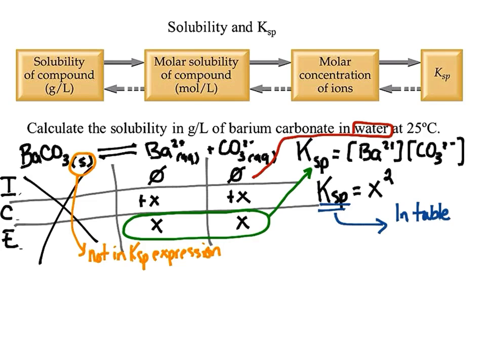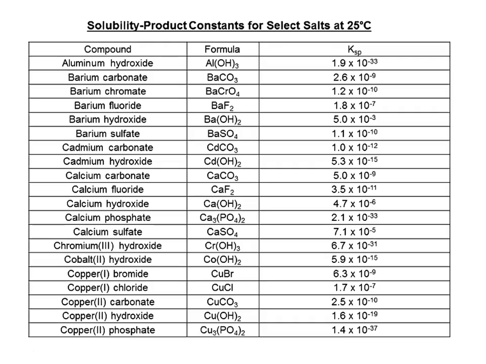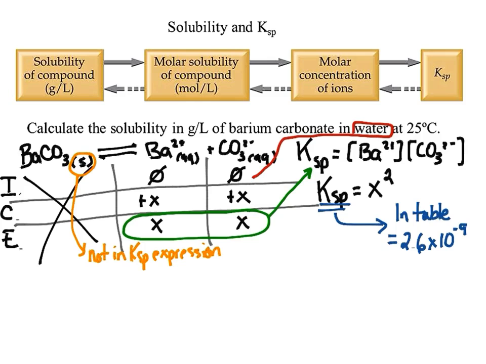You can look up Ksp on the table. We're going to look up barium carbonate, which appears to be right up here near the top, 2.6 times 10 to the minus 9. So we're going to take the square root of 2.6 times 10 to the minus 9, and that's going to give us the molar solubility of barium carbonate.